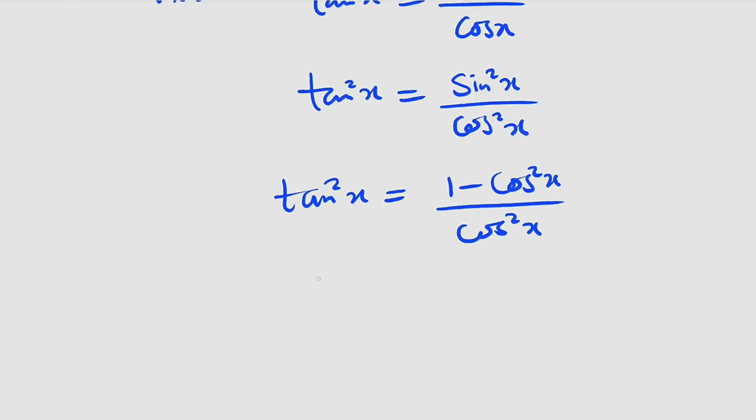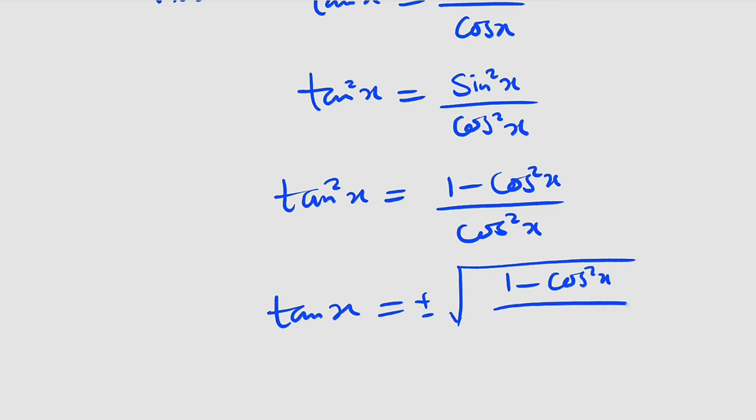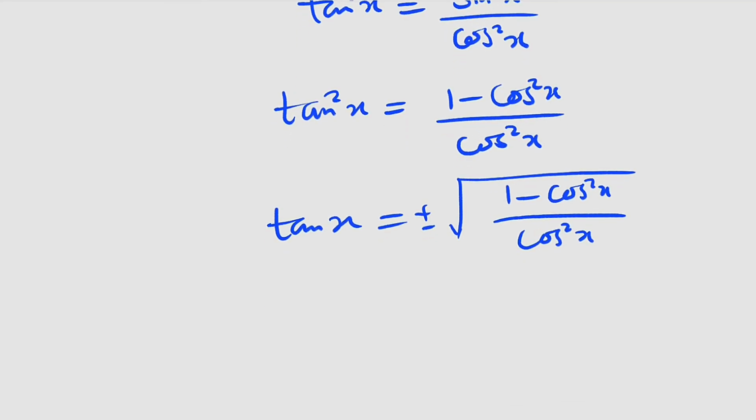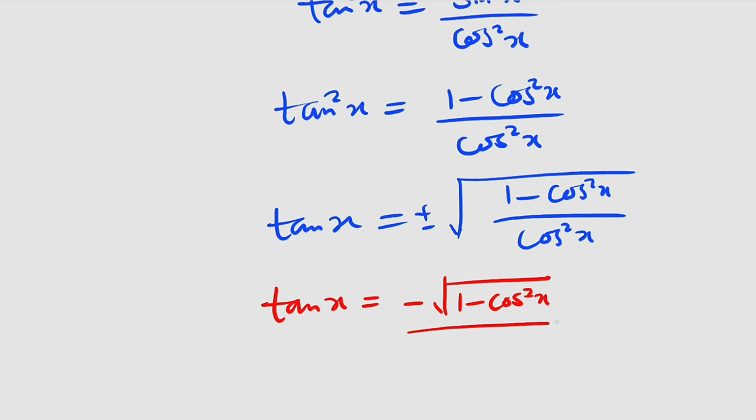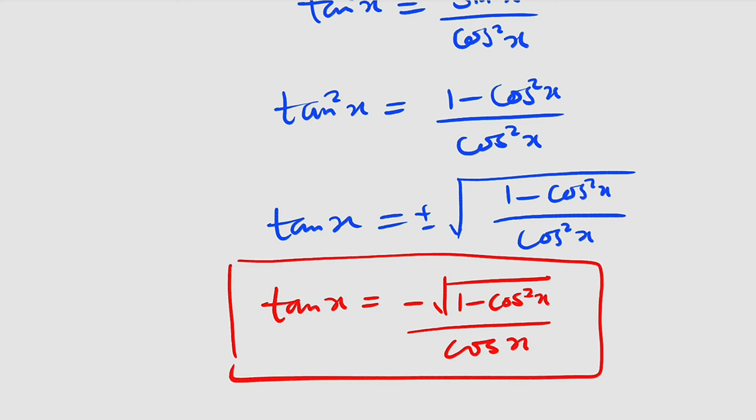And we can take the square root of both sides from here. Therefore, tan x will be equal to plus or minus the square root of 1 minus cos squared x divided by cos squared x. Well, square root of cos squared x is just cos x, and we are looking for this in the fourth quadrant, which we are going to consider as negative. Therefore, tan x will be equal to minus the square root of 1 minus cos squared x divided by cos x. And this is the third method.